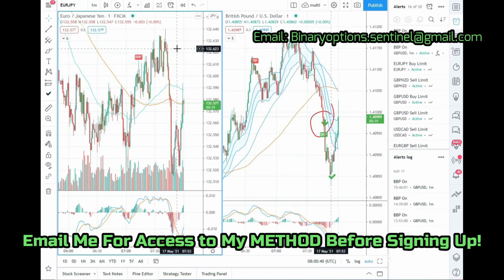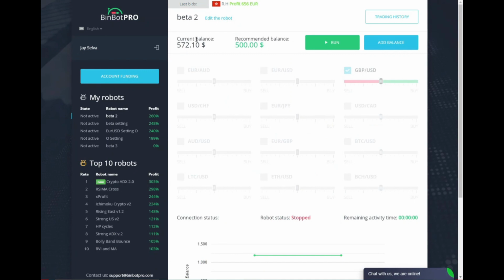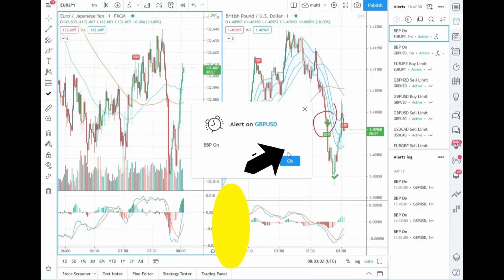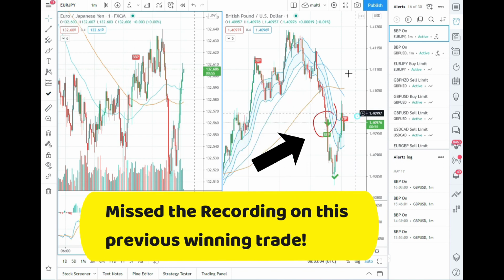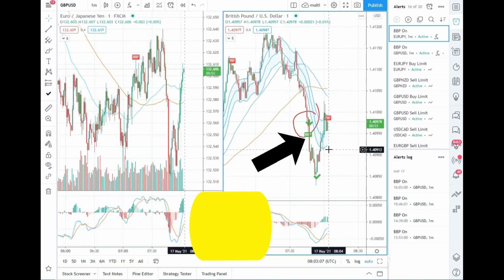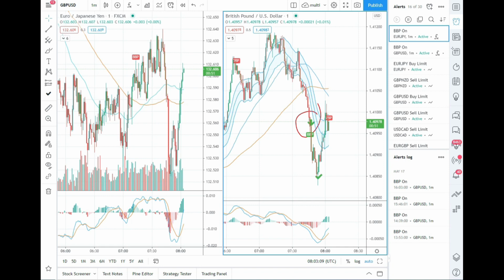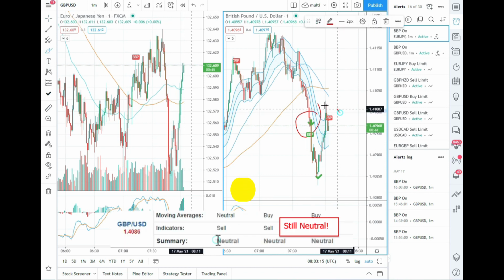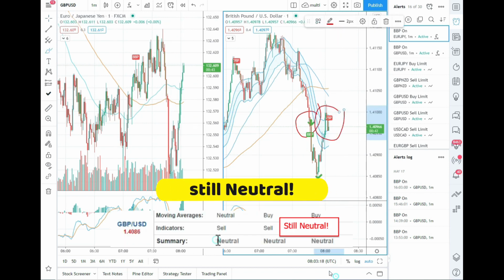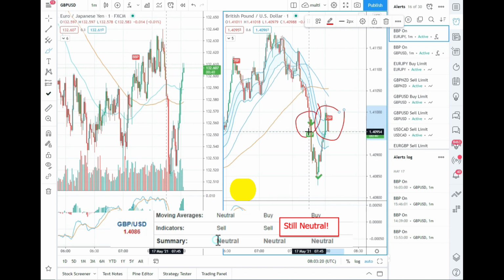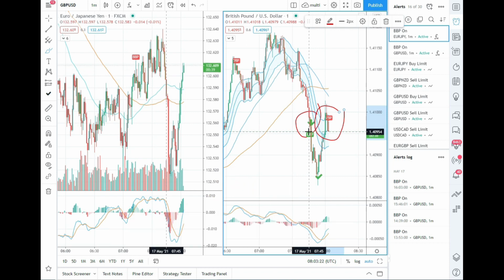Alright guys, so right now my balance stands at $572 and I have an alert for GBP USD. You can see I've actually skipped the recording for this previous GBP USD trade. I executed that trade about 20 minutes ago, and the technical summary for GBP USD right now still stands at neutral for the 5-minute column. So I'll be standing by beta 2 settings for GBP USD as well.